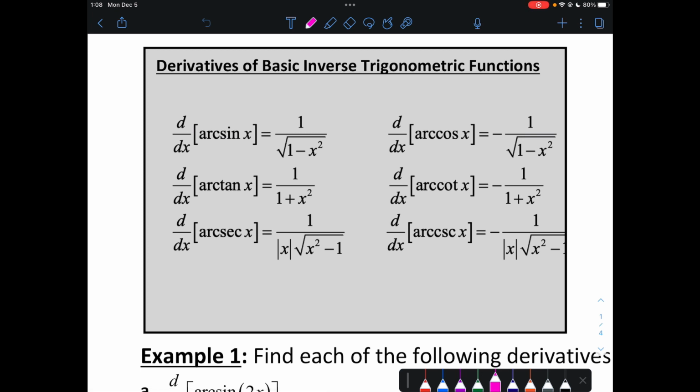At first glance, it looks like there's 6 rules, but there's actually not. There's only 3 rules: sine inverse, tangent inverse, and secant inverse. And then the opposites of those. And it seems like I'm missing that one there, kind of almost disappeared. But these are the same, these are the same, and these are the same, just with a negative sign out in front. Okay, so really we're memorizing 3 rules and their opposites.